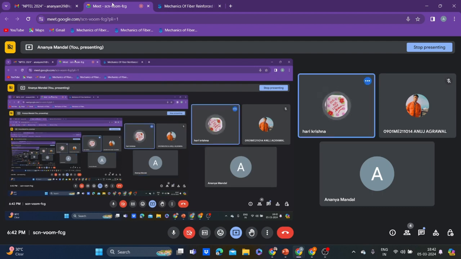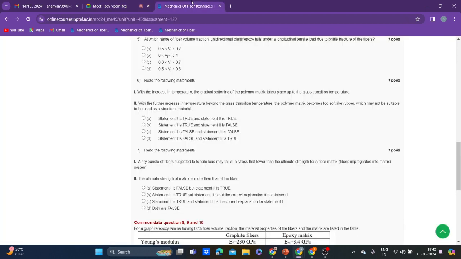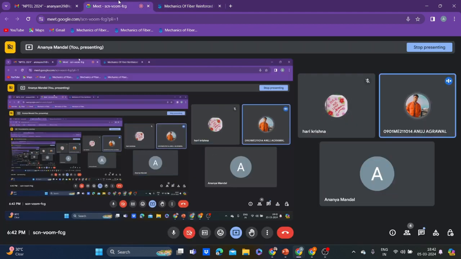Option number two. Statement one is true, but statement two is not the correct explanation of one. Option B will be the answer. Okay ma'am, thank you.